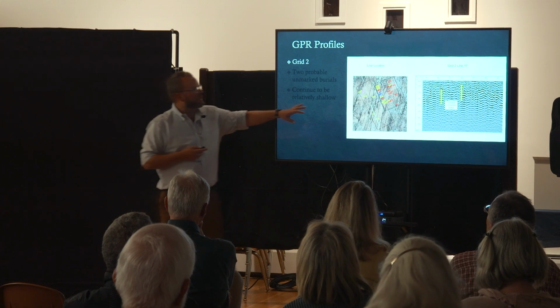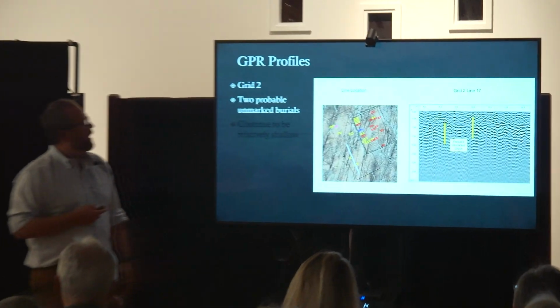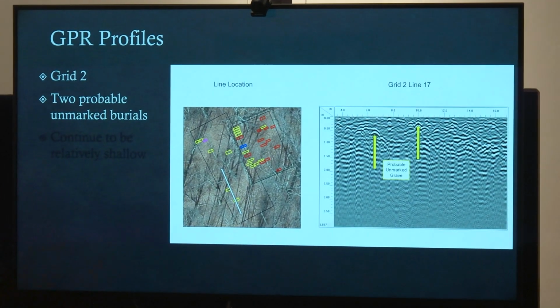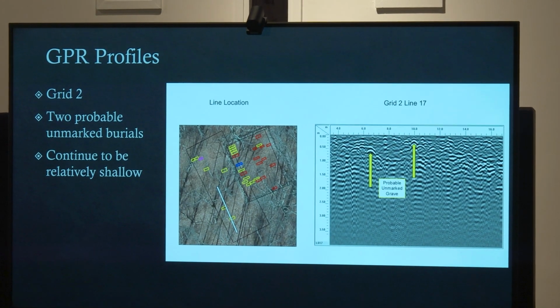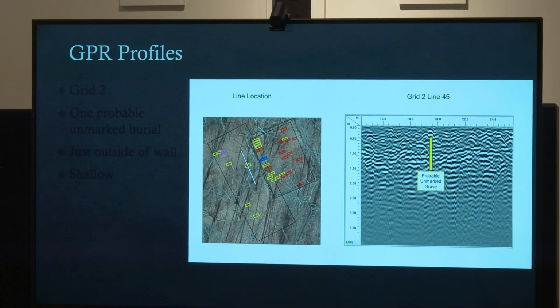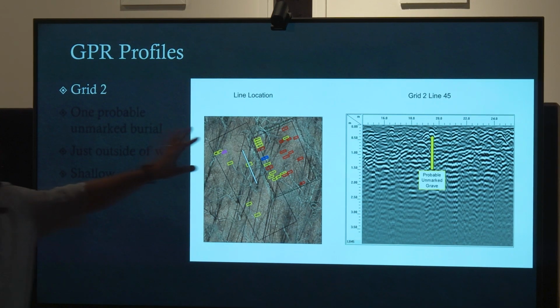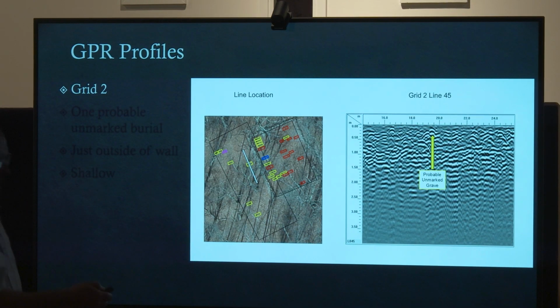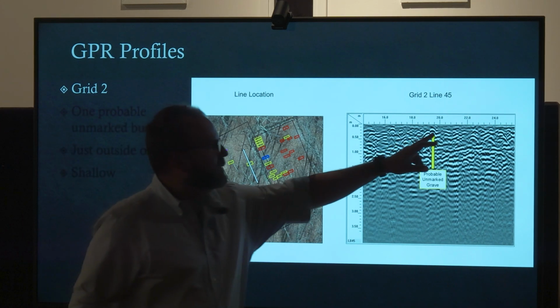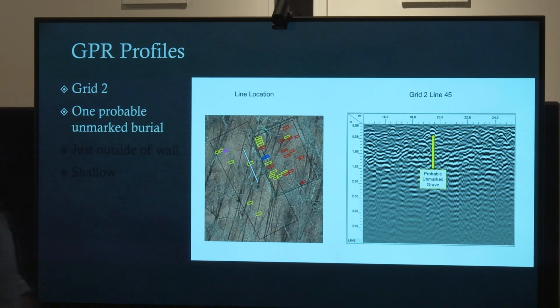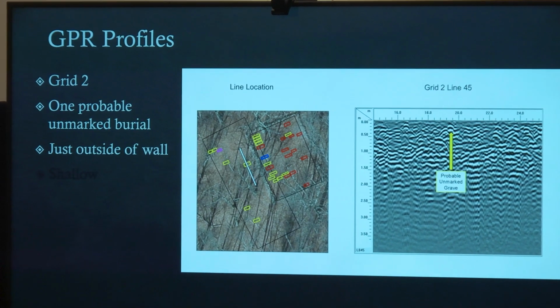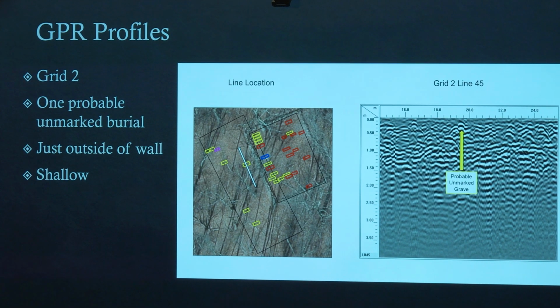So we're still in grid 2, outside of the cemetery, 2 more probable unmarked graves. They continue to be relatively shallow. And then finally, I'll show you one last profile here of a very high amplitude reflector, just outside of the wall, and again, very shallow.